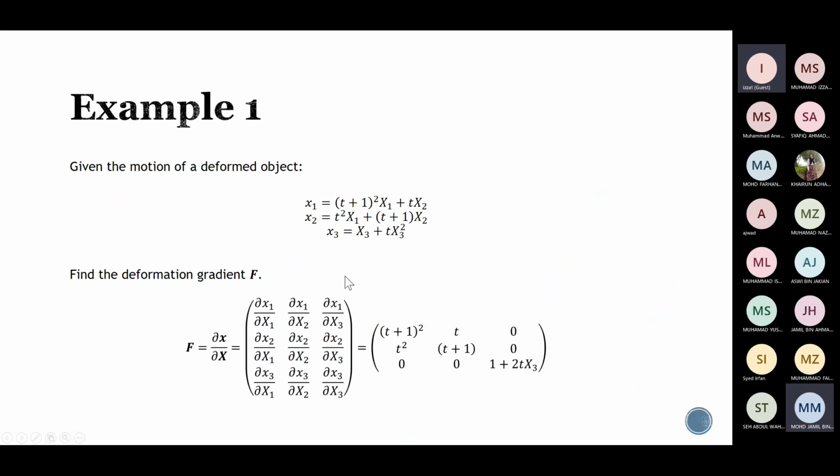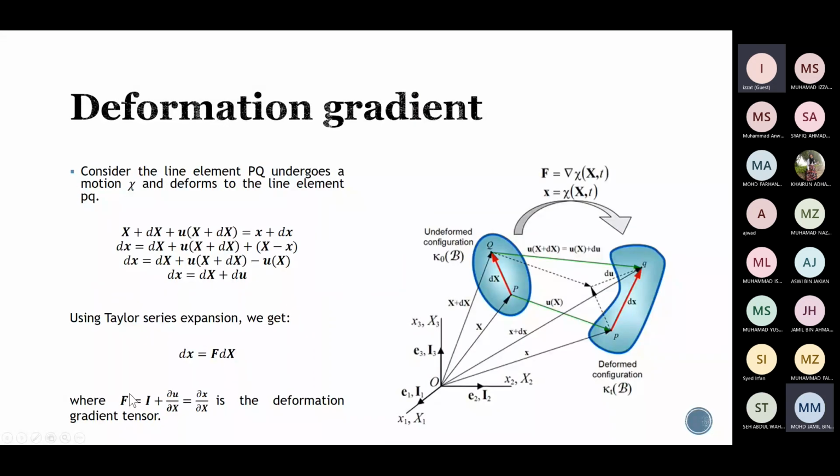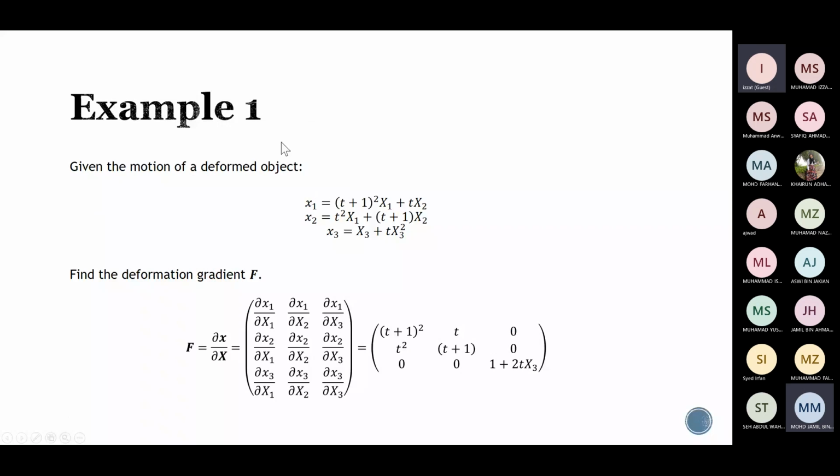Let's look at an example of how to determine the deformation gradient from this formula, del small x over del big X. Basically, we differentiate small x with respect to big X. So let's look at an example.